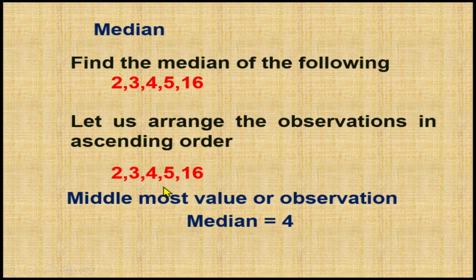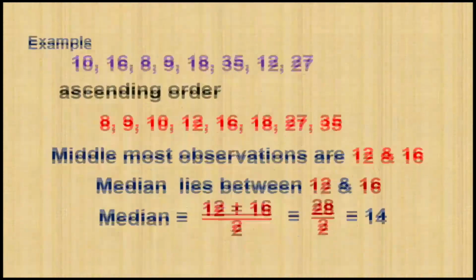So, the middlemost value of this observation is 4, and I will call this middlemost value the median. Children, here there are an odd number of observations, that is the reason I am able to find only one observation in the middle, and that is called the median here, right. Now, let us check another one.